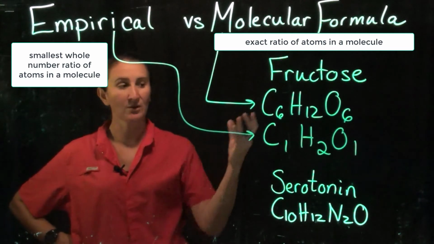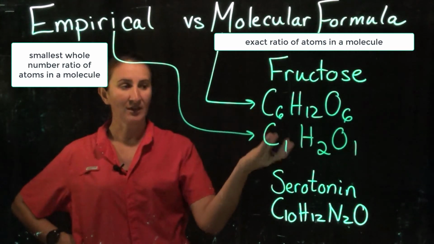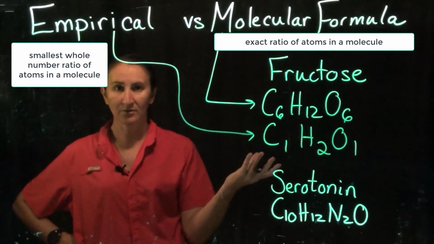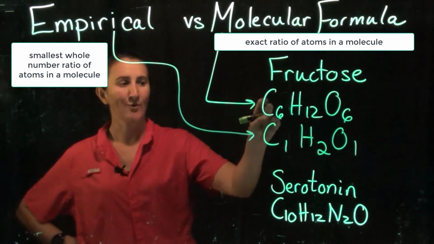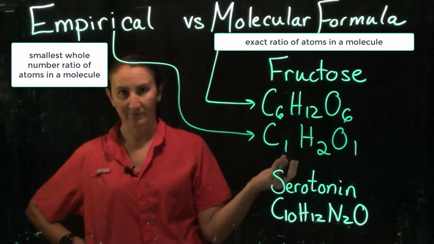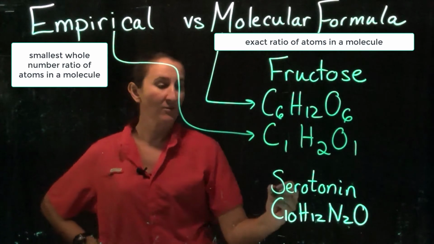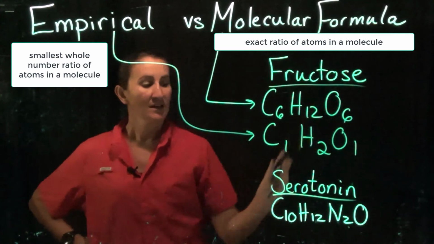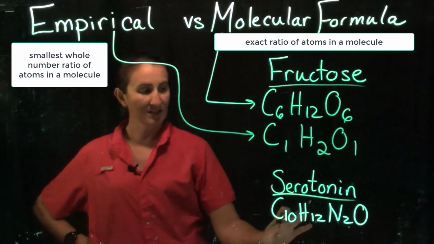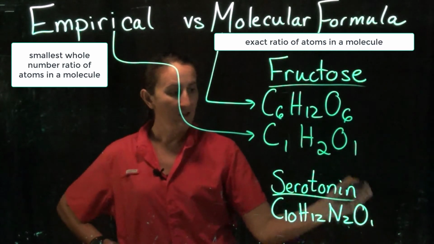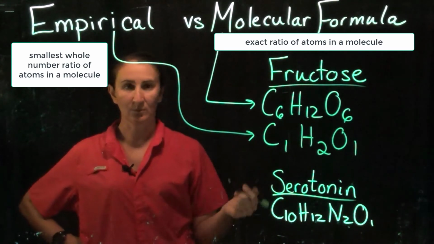All right, it's showing you the ratio of how the atoms are connected within the molecule, but not actually showing you how many total of each there are. Okay, so then you have other molecules like serotonin. Serotonin, on the other hand, is C10H12N2, and remember, if they don't have a 1, it's an understood 1.